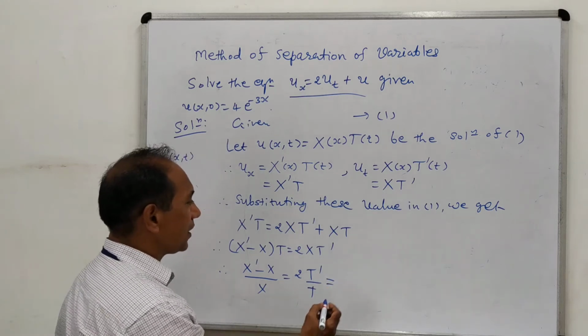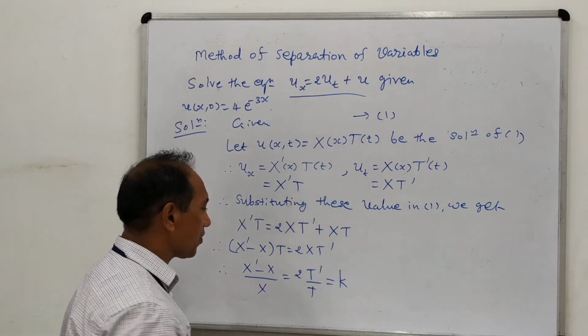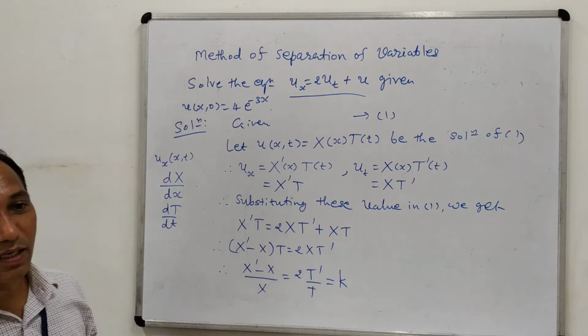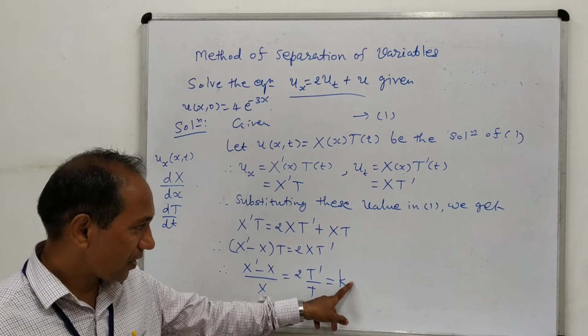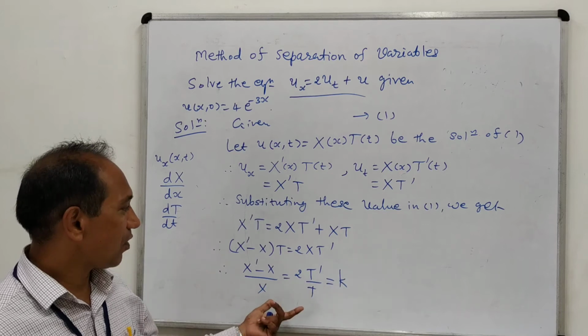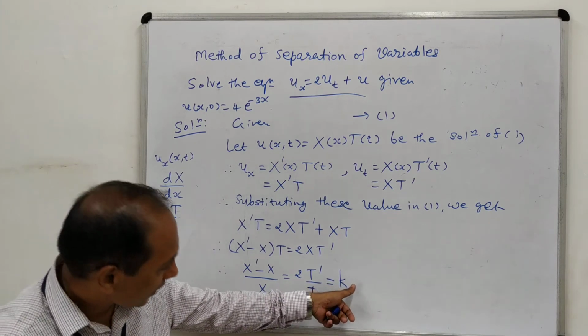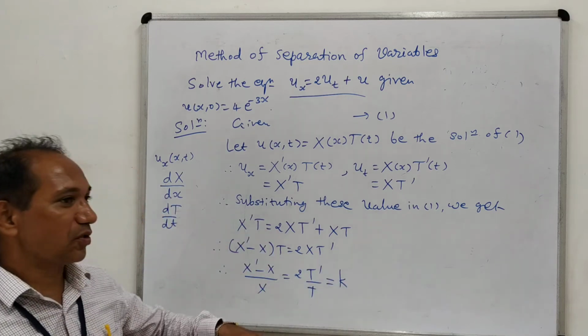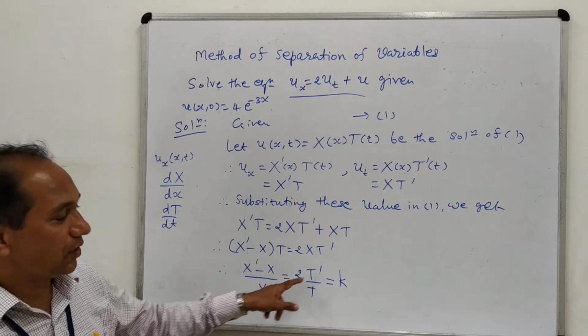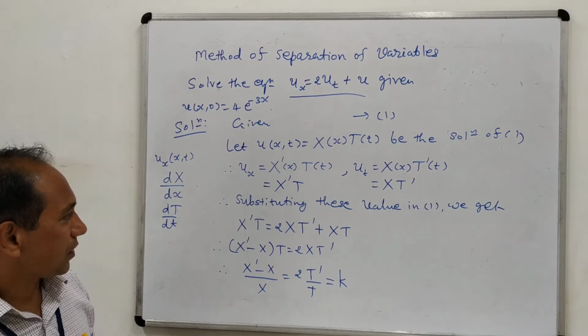So what should we write there? This is equal to a constant, because if it is constant then only both are equal. If we consider it as a function of X, it will not satisfy this condition, because here it is a function of T only. Likewise, we cannot consider this as a function of T, because here it is the function of X only. So it must be a constant.